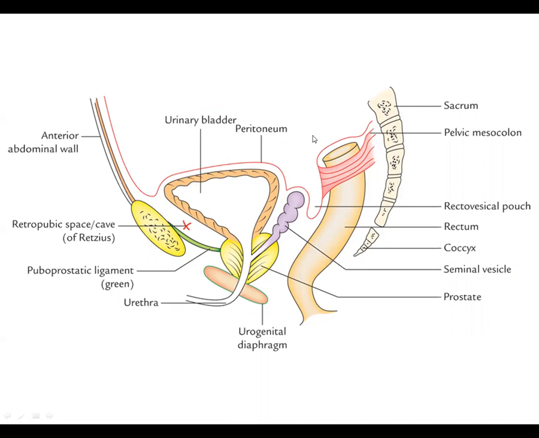So there will be two pouches of the peritoneum, that is the vesico-uterine pouch. Okay, vesico means the urinary bladder and uterine. So the vesico-uterine pouch, which is also called a pouch of Douglas. And there will be the utero-rectal pouch. So there will be two pouches in case of females.